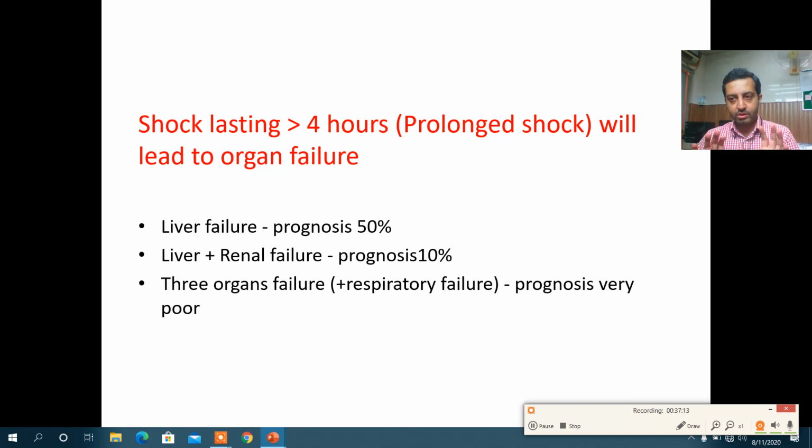So अगर इस पेशेंट को जो कि क्रिटिकल फेज में एंटर हो चुका है, if this patient is left untreated without optimal fluid management and if the shock lasts for more than 4 hours, that will lead to liver failure and prognosis is only 50%. If there is liver plus renal failure, prognosis is only 10%. And if there is also pulmonary involvement, prognosis is extremely grave. So we have to be very meticulous about fluid management, about the initial diagnosis of critical phase, and judicious use of all these fluids.